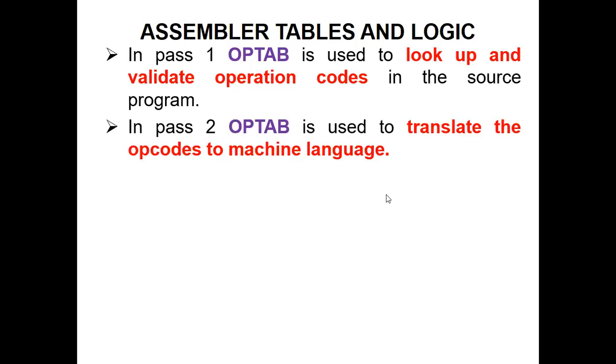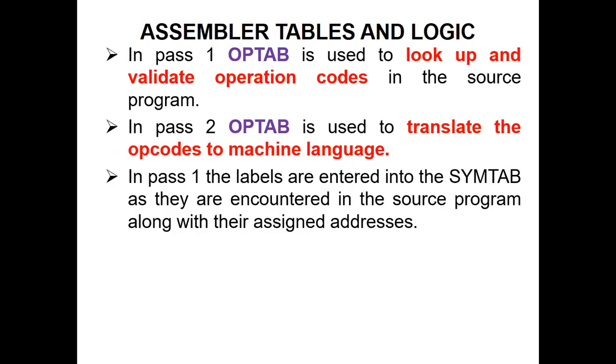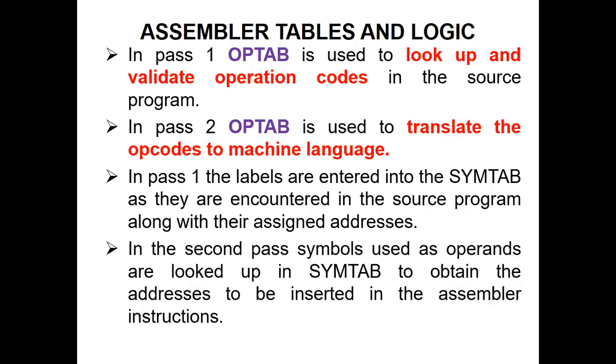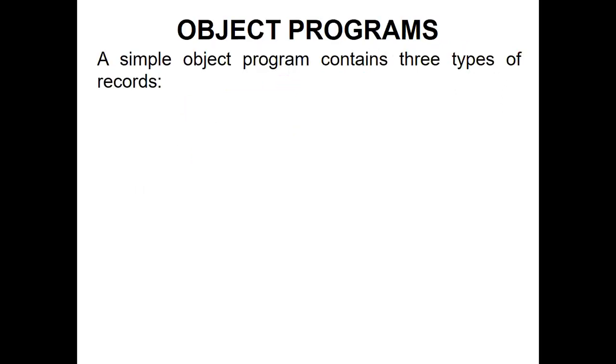Then in pass 2, we use the operation code table for the translation to machine language. In pass 1, like we said, all the labels are entered into the symbol table as you encounter them, and then they are assigned the addresses. Then in the second pass, we just read the symbol table. That is where we find the labels and their corresponding addresses.